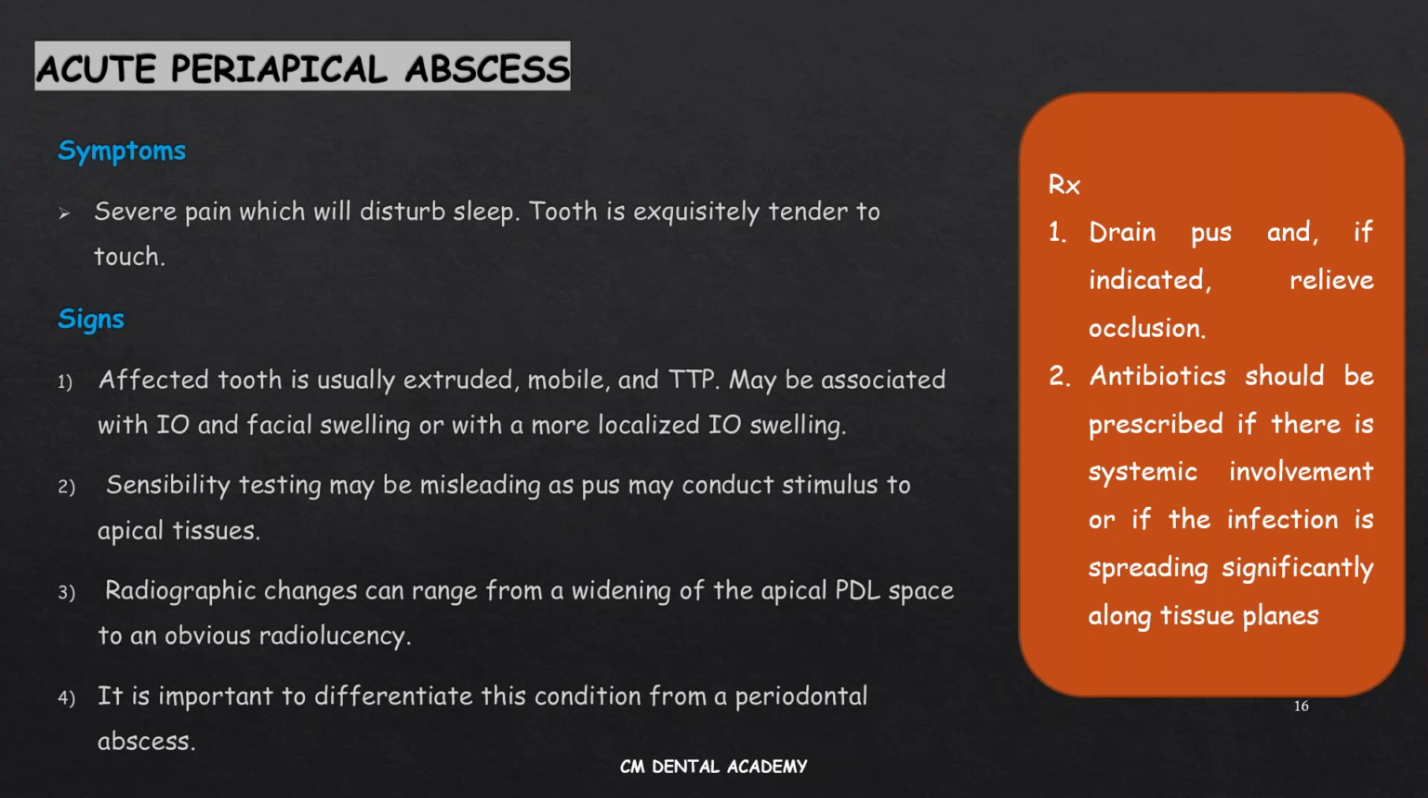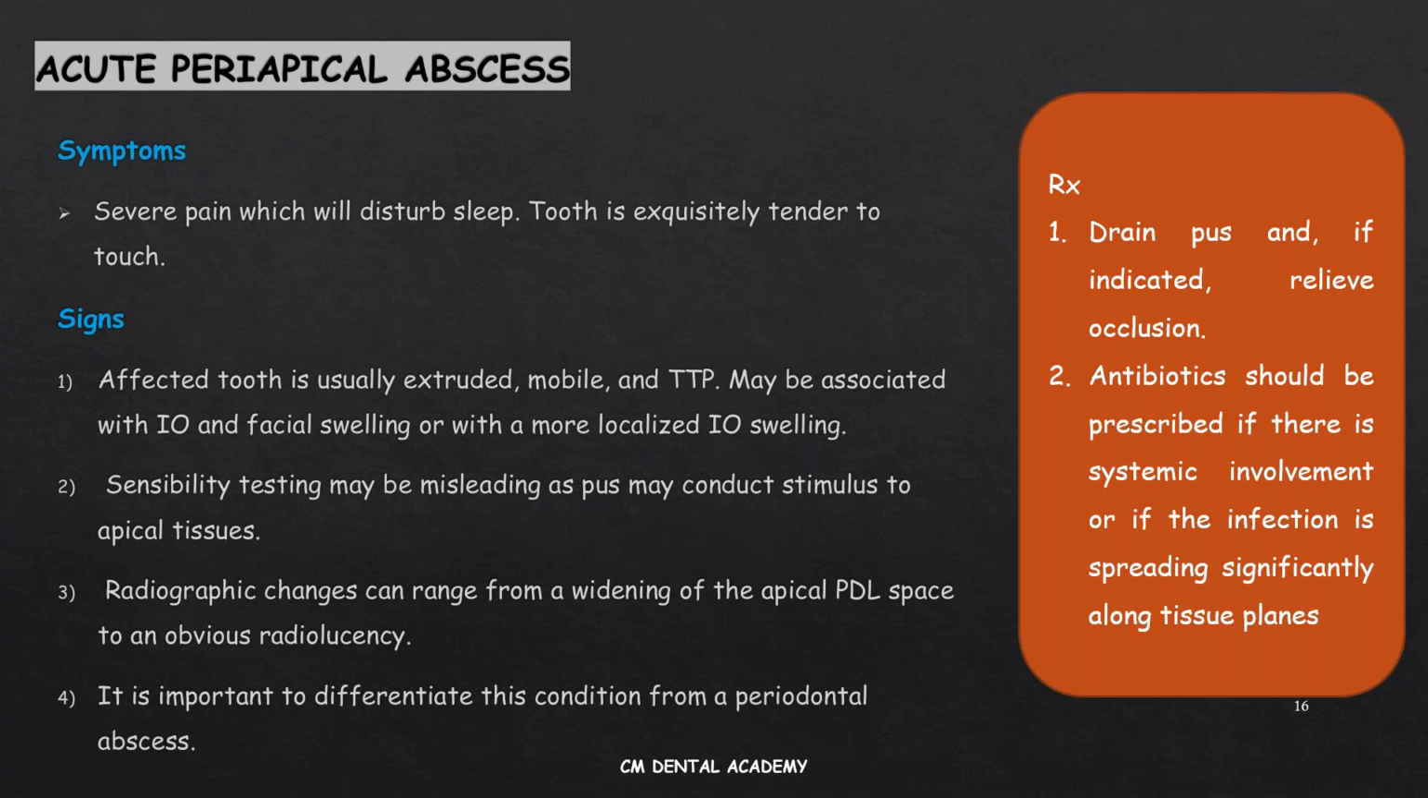Treatment is going to be draining out the pus. If indicated, relieve the occlusion, because as the tooth is extruded from the socket, the patient complains of pain. First and foremost is draining the pus and relieving the occlusion. Drainage of the pus can often be achieved by entering the pulp chamber with a high-speed diamond burr while steadying the tooth with a finger to prevent excessive vibration. Even vibrations will elicit pain.